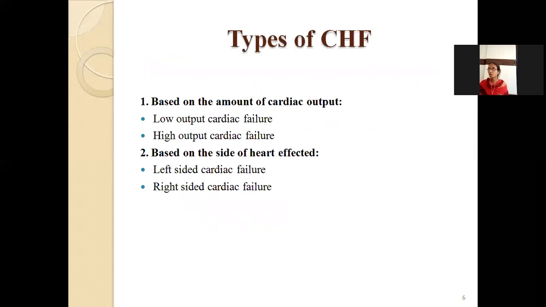Next, what are the types of congestive heart failure? The first is based upon the amount of cardiac output. In that there are two types: low output cardiac failure and high output cardiac failure. The second is based on the side of the heart affected, meaning on which side it is affected. It may be the right side or the left side.